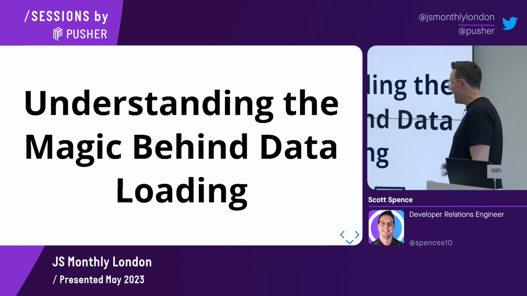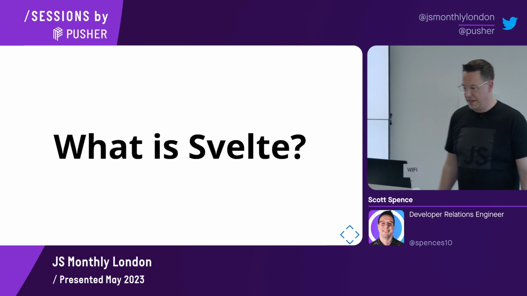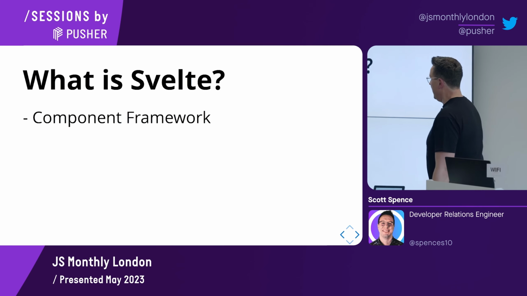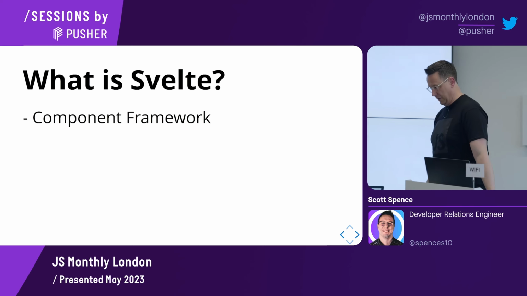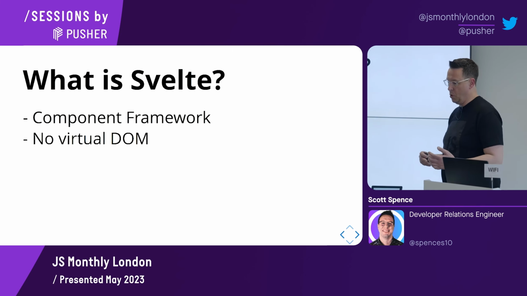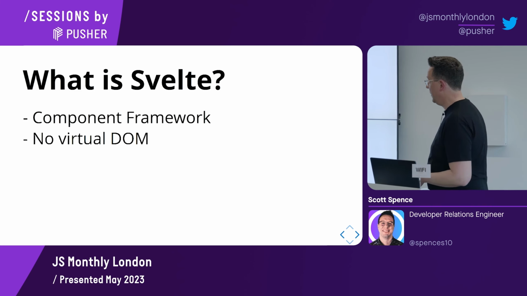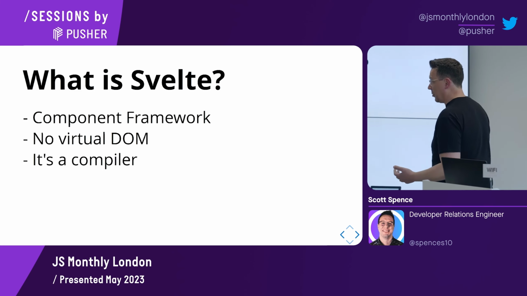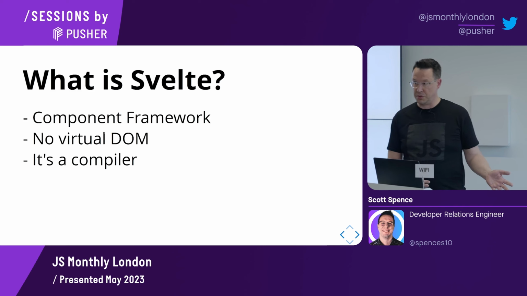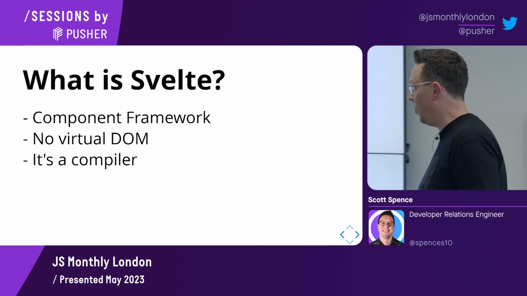Anyway, understanding the magic behind data loading in SvelteKit. Before I do this, we need to talk about what Svelte is. Svelte is a component framework, much like React and Vue, but it doesn't have a virtual DOM, so there's no DOM diffing. What gets shipped to the browser is HTML, CSS, and JavaScript. It's a compiler, so it compiles your code up front, and that's what gets shipped to the browser. ESM modules for JavaScript, and HTML and CSS along the way as well.